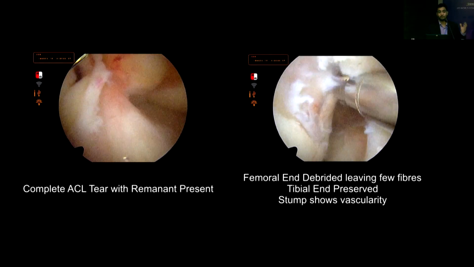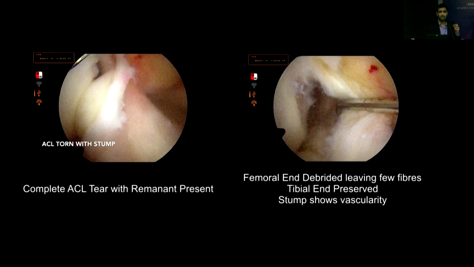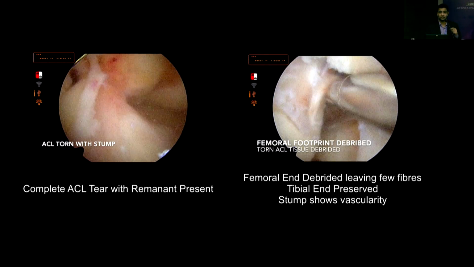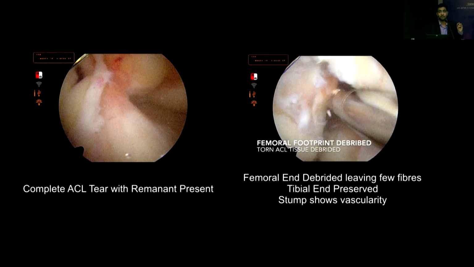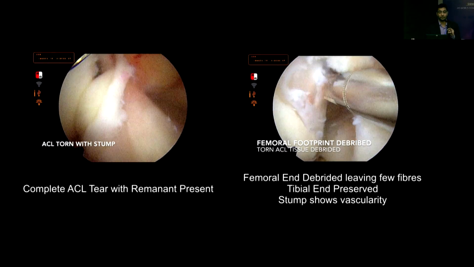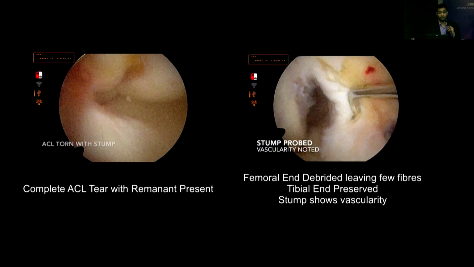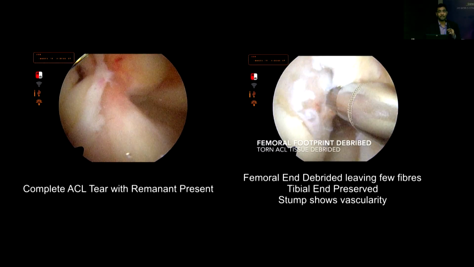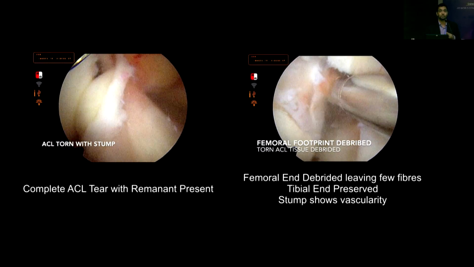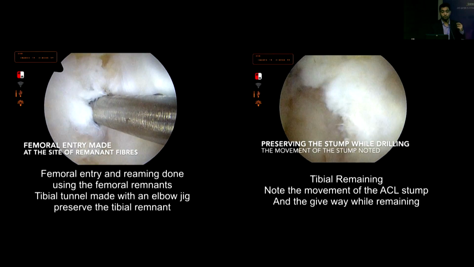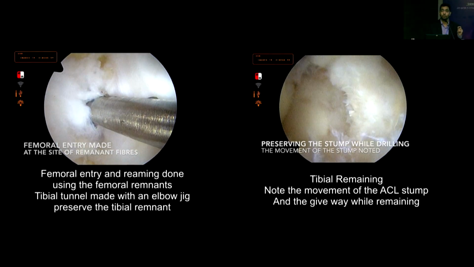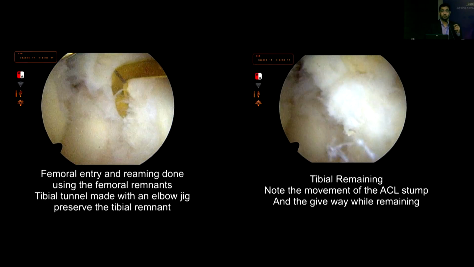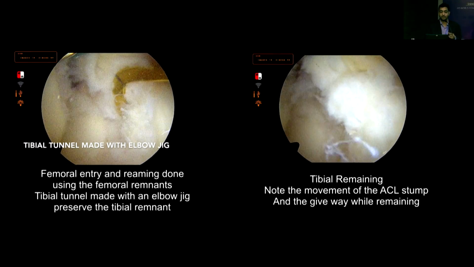The complete remnant ACL is present. The remnant is preserved. The femoral attachment of the ACL is just debrided, but the ACL fibers are still visualized in the femur. The tibial end is preserved, and the stump shows vascularity. That's a very important thing for synovialization of the ACL graft that is going to be put in next. The femoral entry can be made at the part where the stump is on the left, and using an elbow jig, the tibial stump can be protected.